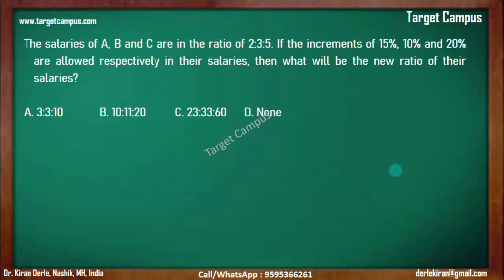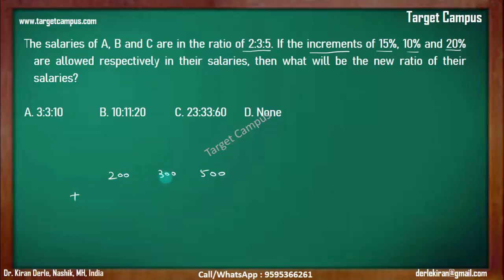Let's move ahead. The salaries of A, B and C are in the ratio 2:3:5. If increments of 15%, 10% and 20% are allowed respectively in their salaries, then what will be the new ratio of their salaries? The salary was in this ratio, so how can we go about this? You can assume any value for salaries. Let's say salaries are 200, 300 and 500.